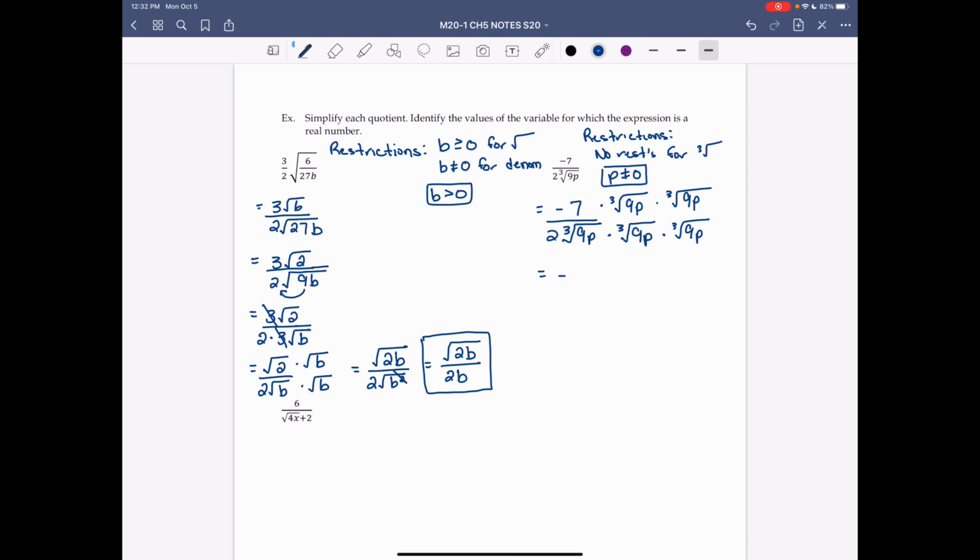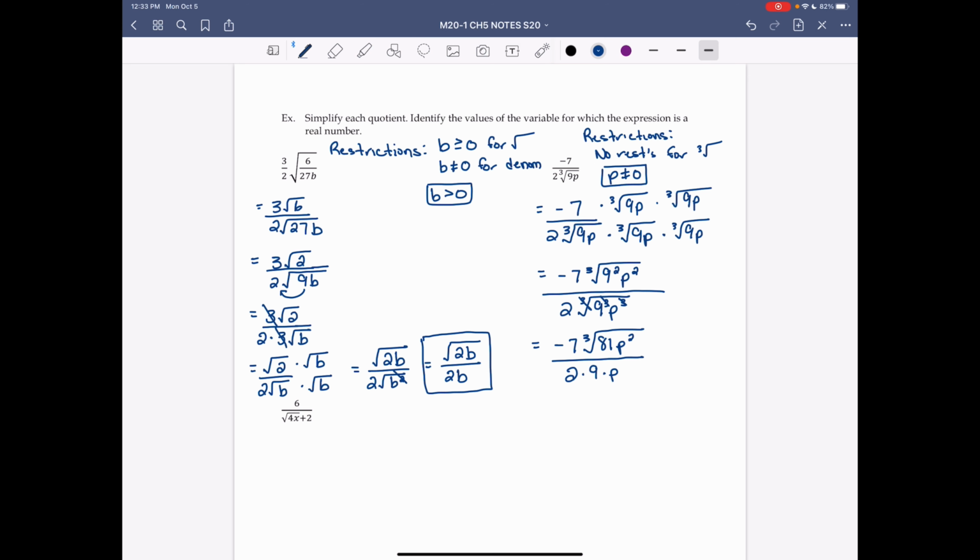On the top, we get -7 times the cube root of 9 squared p squared. On the bottom, we get 2 times the cube root of 9 to the power of 3, p to the power of 3. So the cube root and the cubes would cancel out, and we get -7 cube root of 9 times 9 is 81 p squared over 2 times 9 times p.